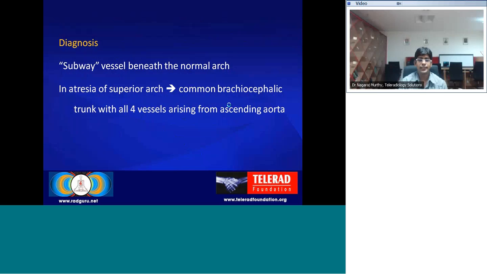Diagnosis is by the presence of a subway vessel beneath the normal arch. In case of atresia of the superior arch, all the brachiocephalic vessels arise from the common ascending aorta. That is common origin of all four vessels from the ascending aorta.